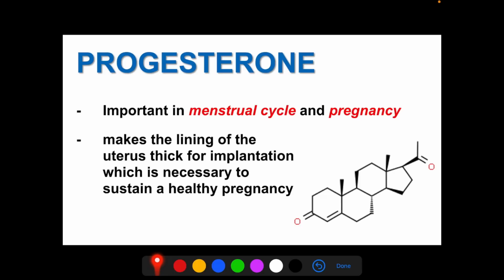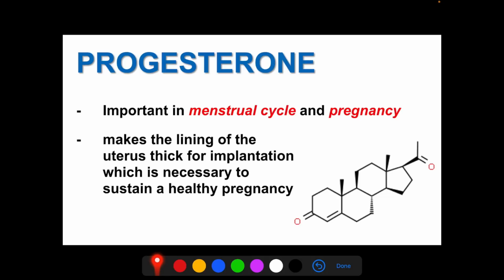Okay, so let us have the specific hormones. First we have the progesterone. This one is important in the menstrual cycle and in pregnancy. And as I have discussed earlier, it makes the lining of the uterus thick for implantation, which is necessary to sustain a healthy pregnancy.